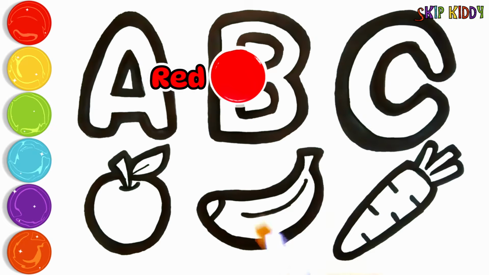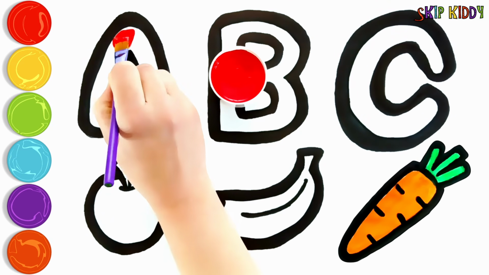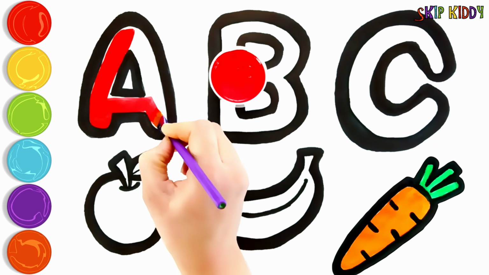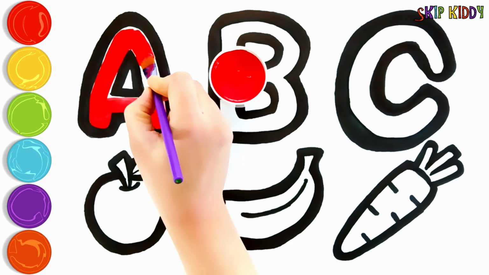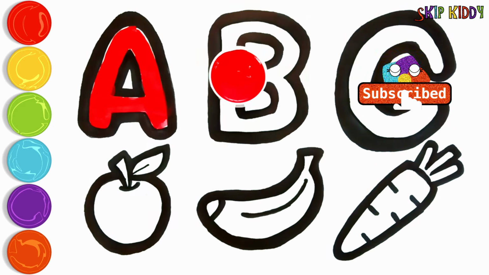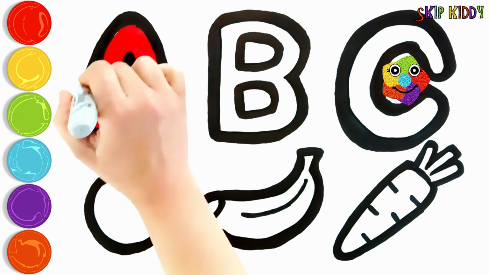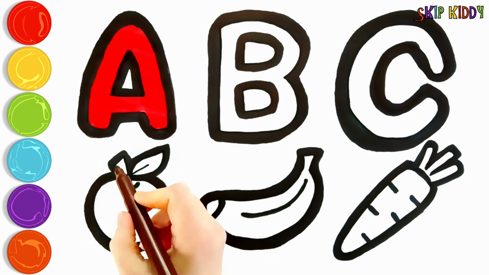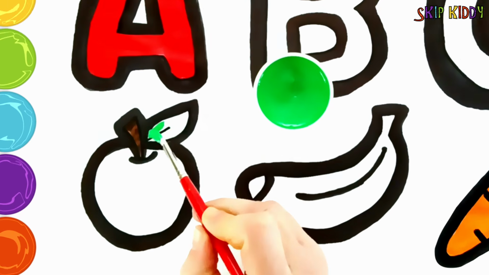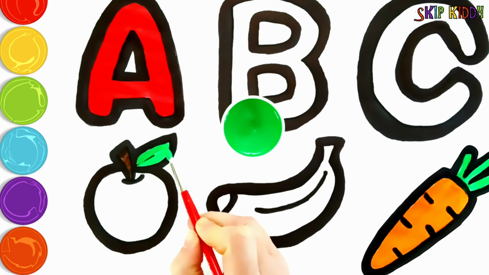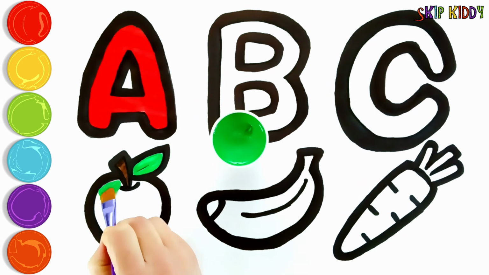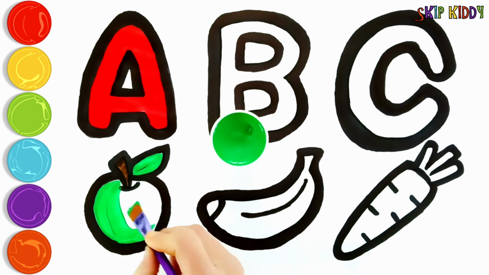Red. Green. Now let's color the apple green. Apples can be red, green, or yellow.